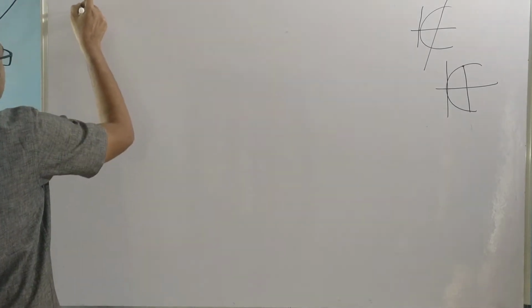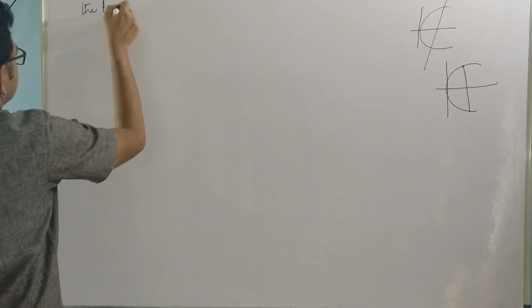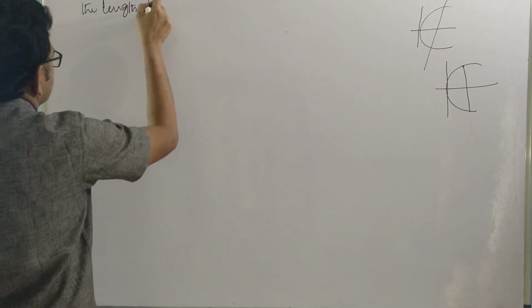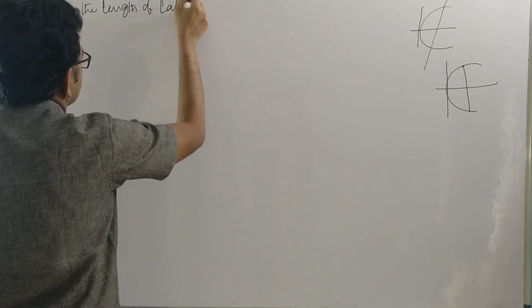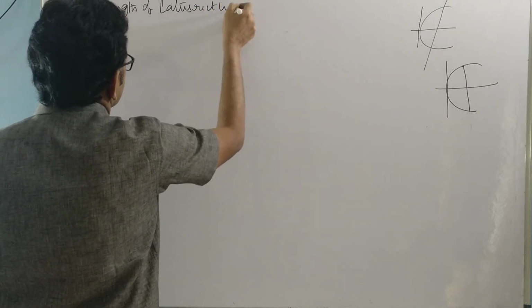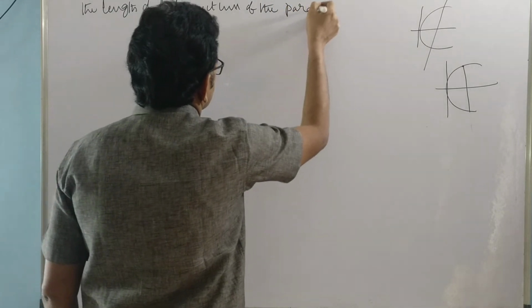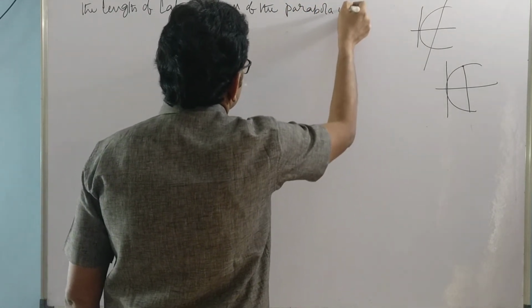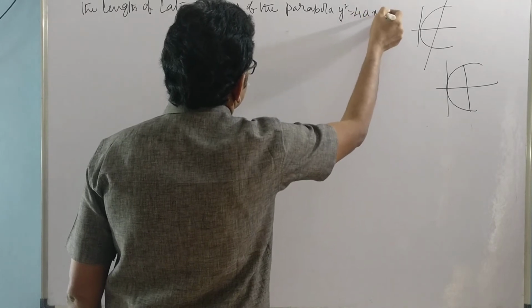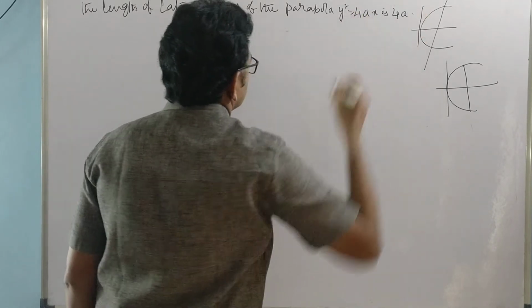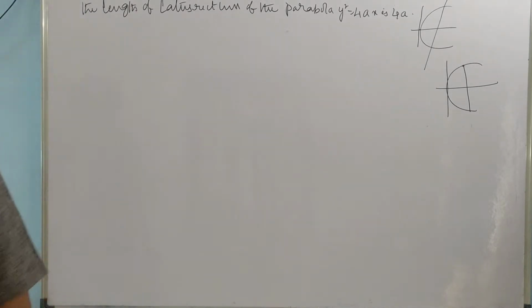Okay, next, the length of the latus rectum. The latus rectum of the parabola y square is equal to 4ax is 4a. The length of the latus rectum of the parabola y square is equal to 4ax is 4a.